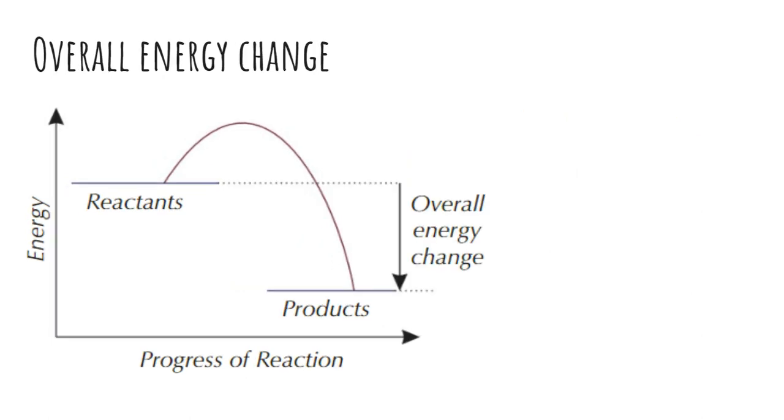Firstly, the overall energy change of a reaction is the difference between the energy of the reactants and the energy of the products. You can find the overall energy change of a reaction from a reaction profile by looking at the difference in height between the reactants and the products.